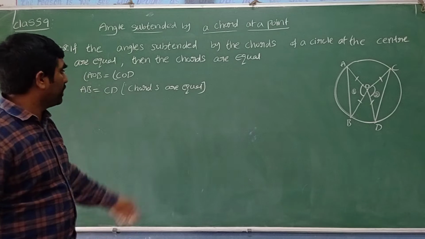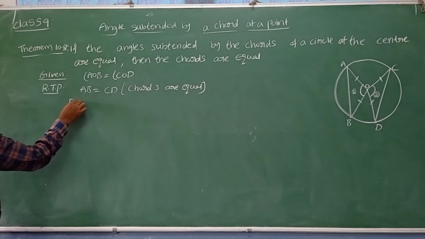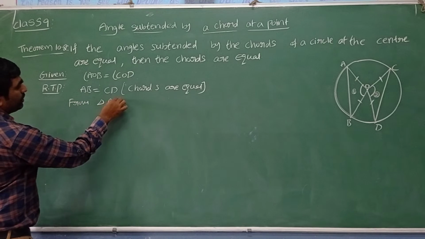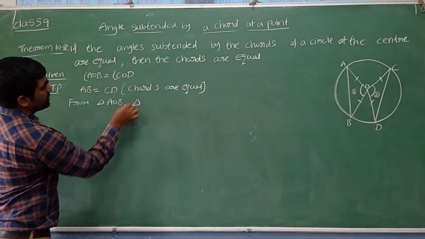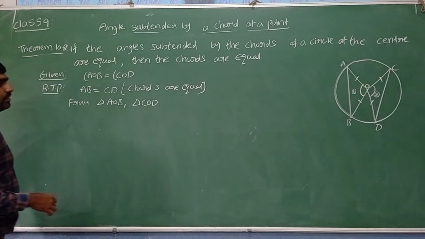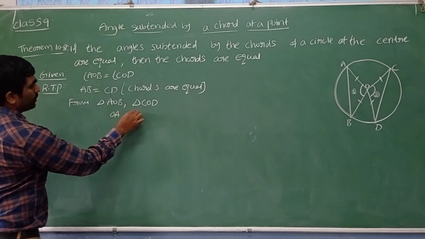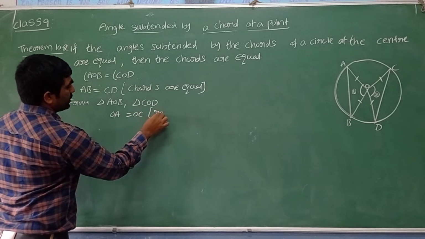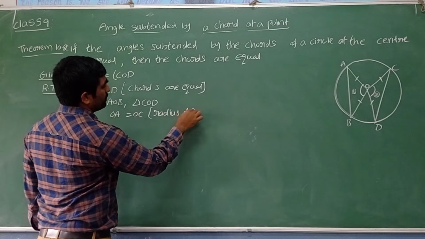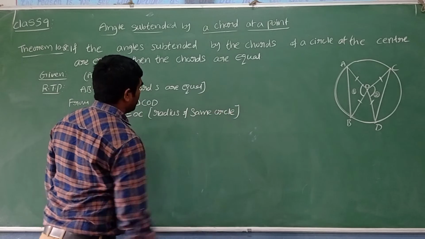From there we take corresponding sides. Now let's see better. My first triangle is triangle AOB, and the second triangle is triangle COD. In both triangles, the equal parts are OA equal to OC. What is the reason for that? Sir, both are radii of the same circle.